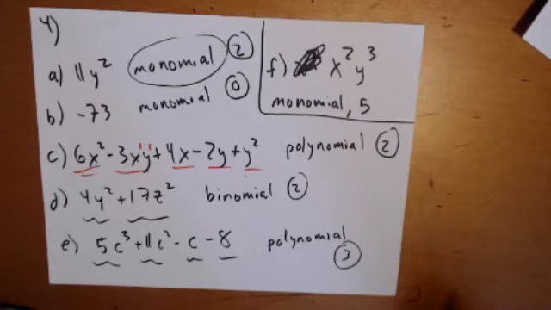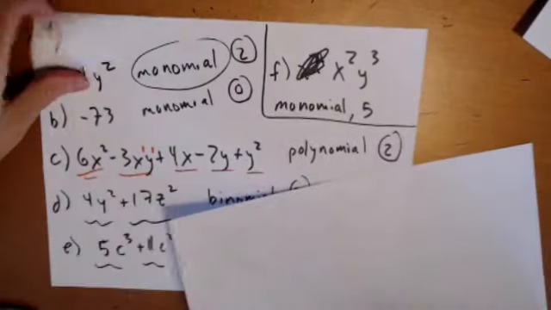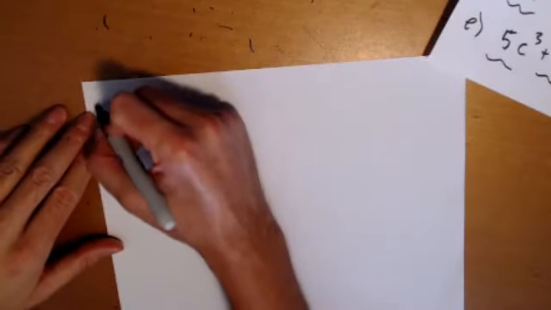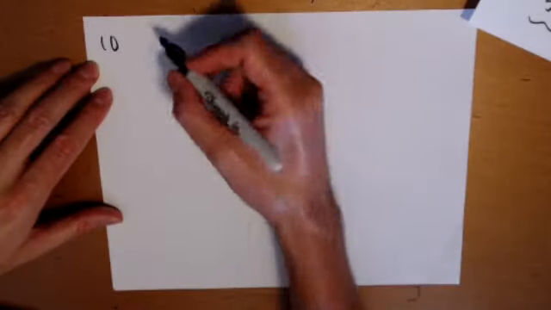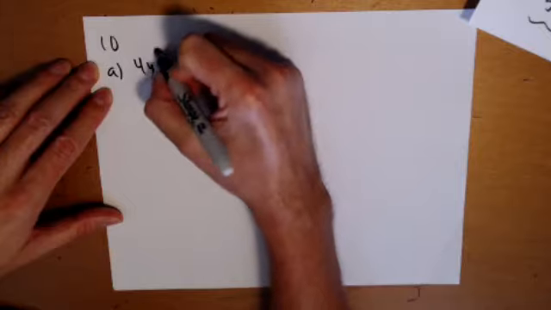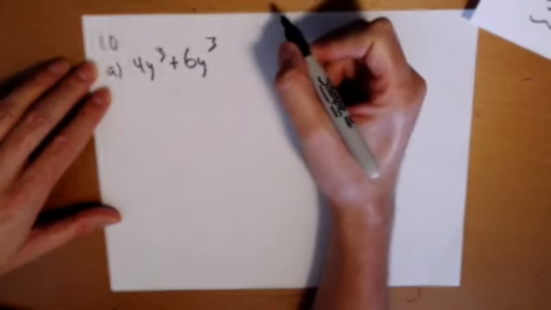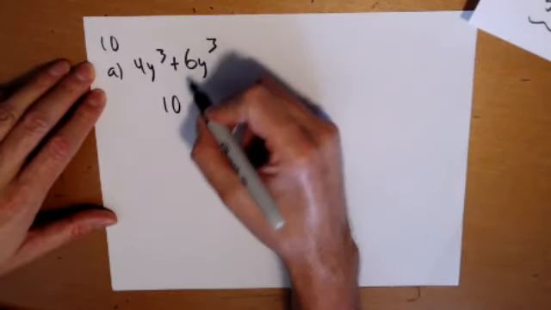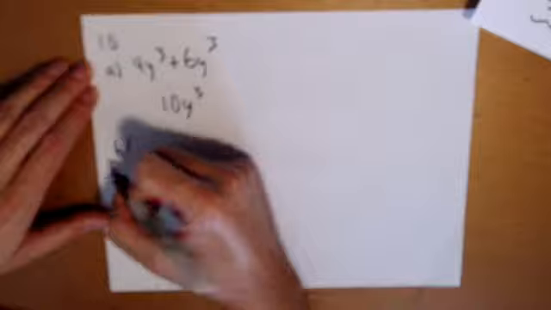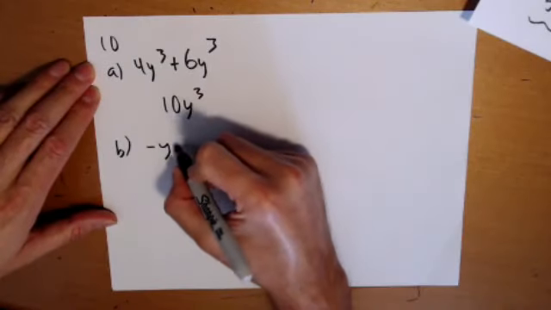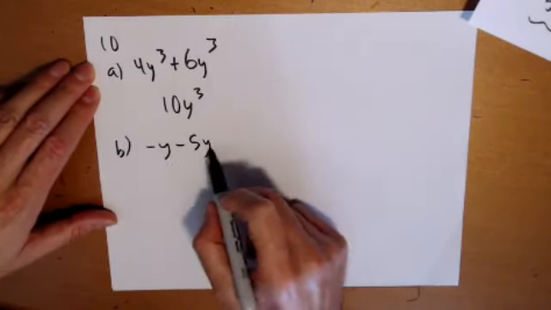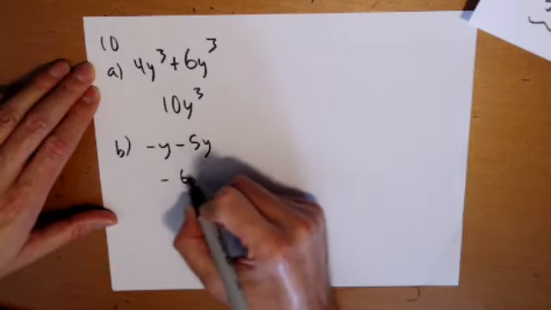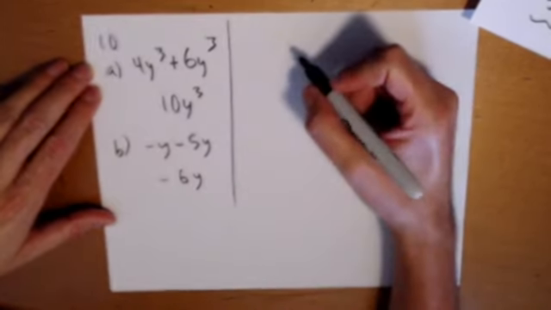Okay, let's try out number 9. Number 10, sure. Number 10. So number 10, A, 4y cubed plus 6y cubed. You have y cubed stuff and y cubed stuff, so that means you can combine them. You got 4 of them, you got 6 of them, that means you got 10 of them. It's just combining like terms. Negative y minus 5y, y stuff, minus 1 of them, minus 5 of them, you got minus 6 of them. Okay.